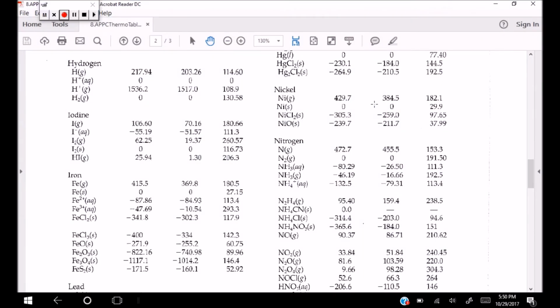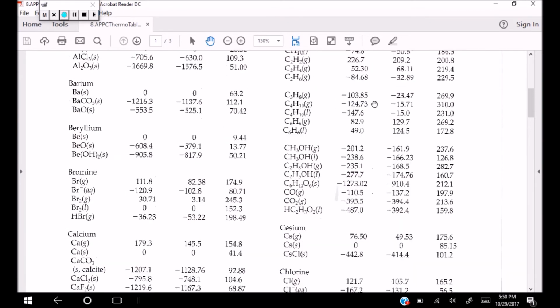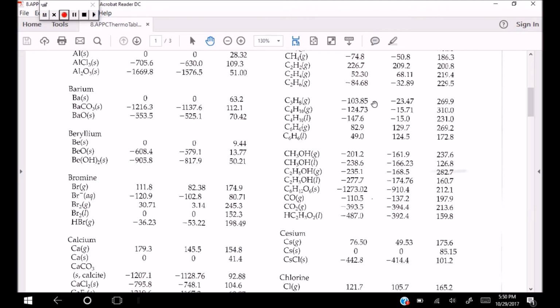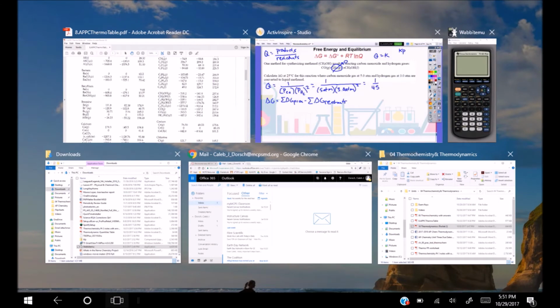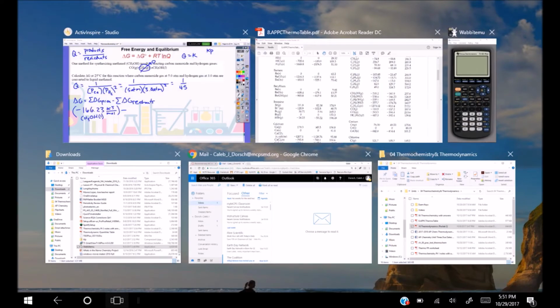If we look at our table, we've got methanol up here. So methanol in the liquid state, and delta G is in the middle column here. So we've got negative 166.23, and that is for 1 mole. This is for my 1 mole of methanol in the liquid state. This is kilojoules.